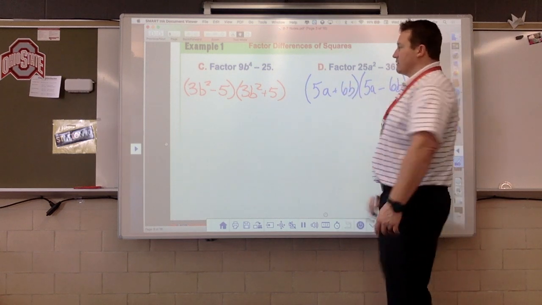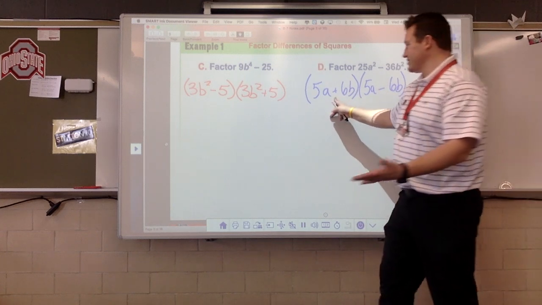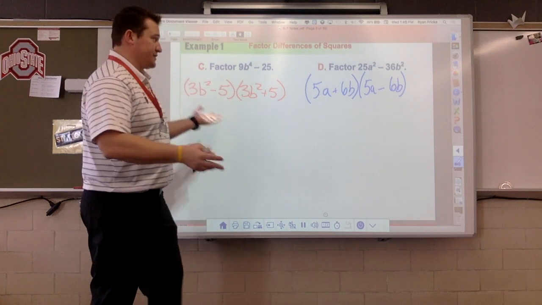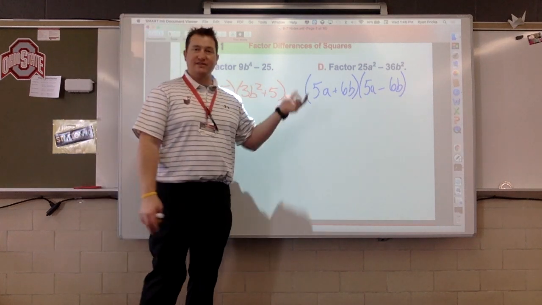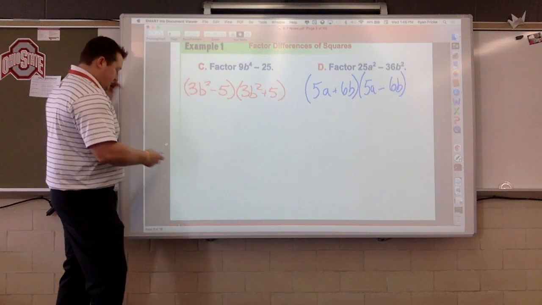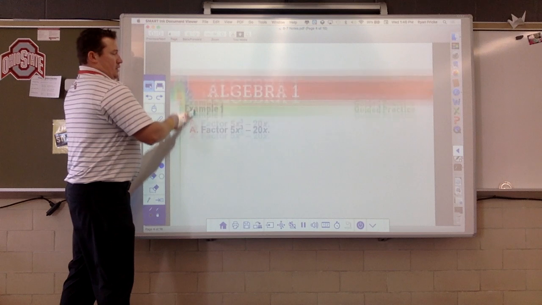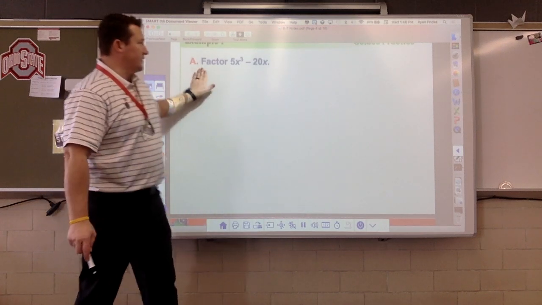Does it matter if I put minus and then plus? No, not at all, right? The order doesn't make a difference, okay? Here we had the minus in the first expression, addition in the second one. That's fine. Okay? Expression, binomial, whatever you want to call it, folks. Okay. All right. Now we're getting into some good stuff here.